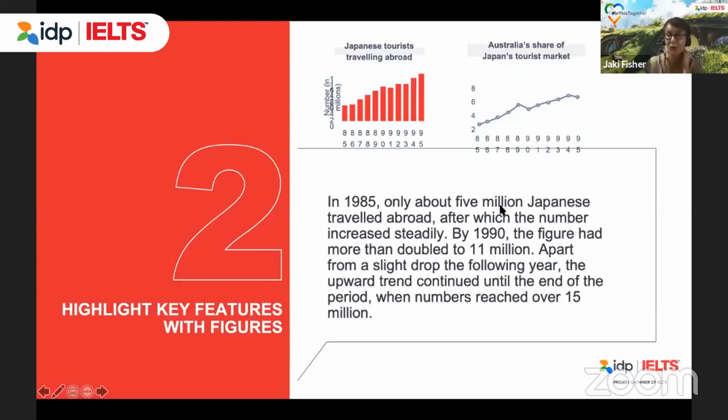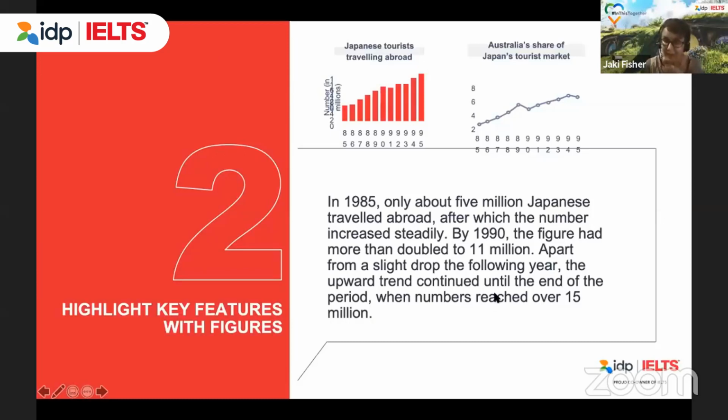In 1985, only about 5 million Japanese traveled abroad, after which the number increased steadily. By 1990, so now we're going to say what? The figure had more than doubled to 11 million. Apart from a slight drop the following year, the upward trend continued until the end of the period when numbers reached over 15 million. So we know what the numbers are, okay? Yes, you can go over the 150 word limit. In fact, that's the minimum is 150 words. So it's good to write about 170, 180. That's a good thing to do.